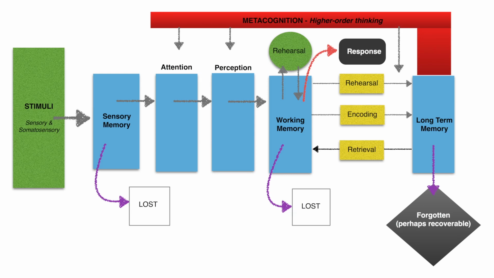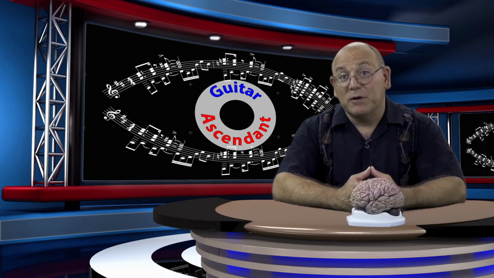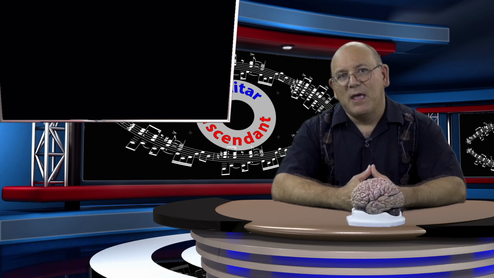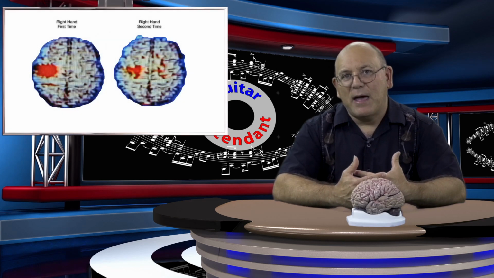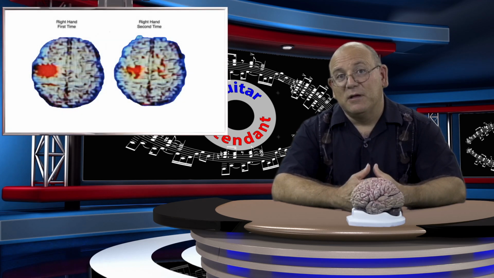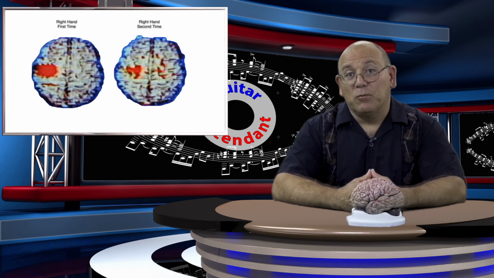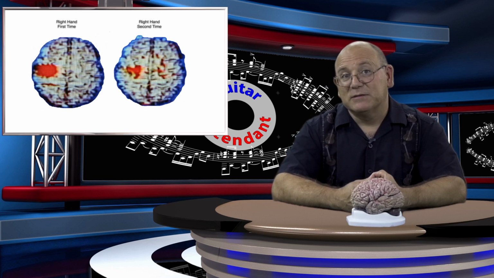Notice that the word rehearsal appears twice in this model. This highlights the importance of practice. To further emphasize the importance of practice or focused repetition, let's look at some PET scans. PET scans highlight the metabolism of glucose. The red areas in these images represent the locations where glucose is being metabolized.